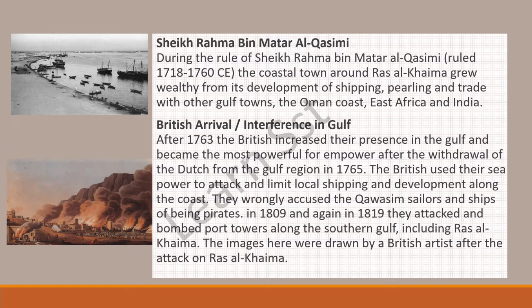British arrival and interference in the Gulf. Let us see that. After 1763, the British increased their presence in the Gulf and became the most powerful empire after the withdrawal of the Dutch from the Gulf region in 1765. So slowly and steadily you have the retreating of the Dutch and the entry of the Britishers. The British used their sea power to attack and limit local shipping and development along the coast.